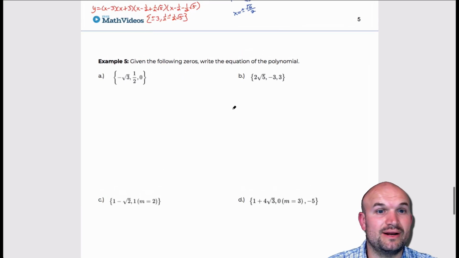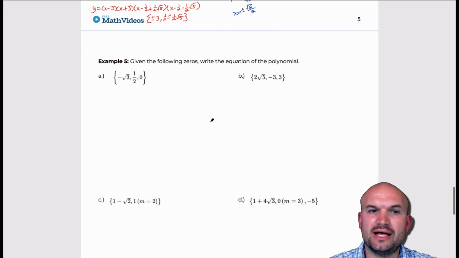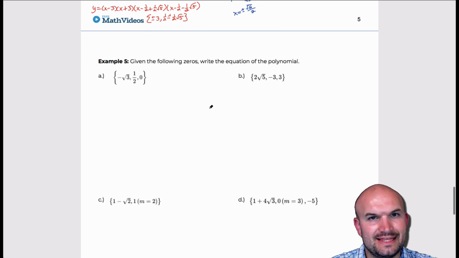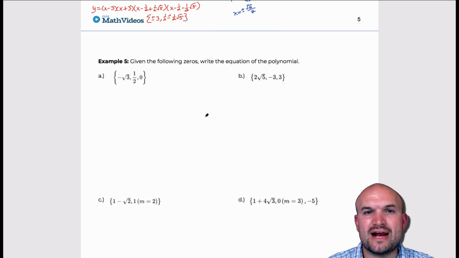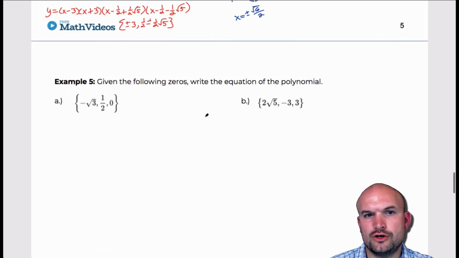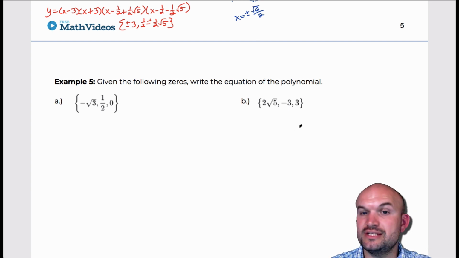Okay, welcome. So what I want to do now is show you how to write the equation of a polynomial when given the zeros. And the important thing with this one is we're going to work on when we have an irrational zero. So it's really important that we go back to our initial warm-up that we talked about, where the irrational zeros come from.